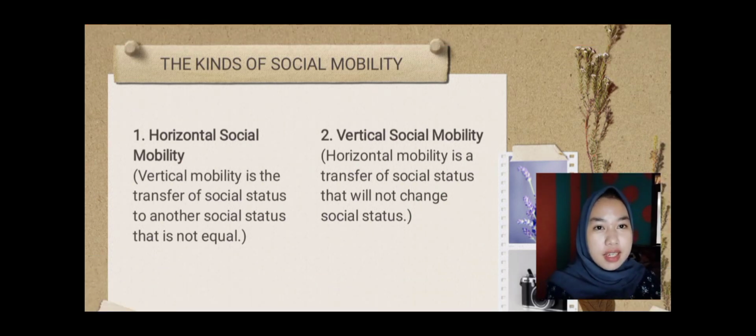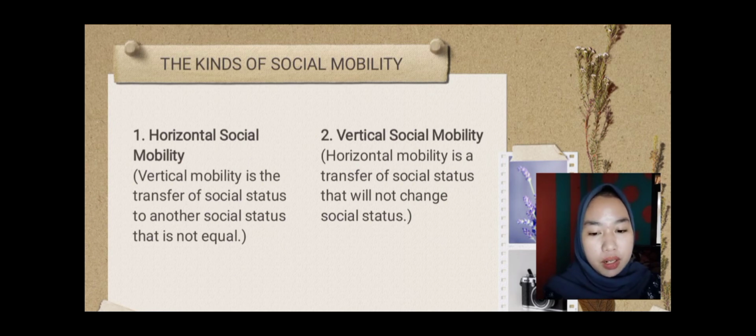The next is the kinds of social mobility. The first, horizontal social mobility. Horizontal social mobility is the change in social status experienced by a person or group that will not change their social status, or will remain as equal as before.